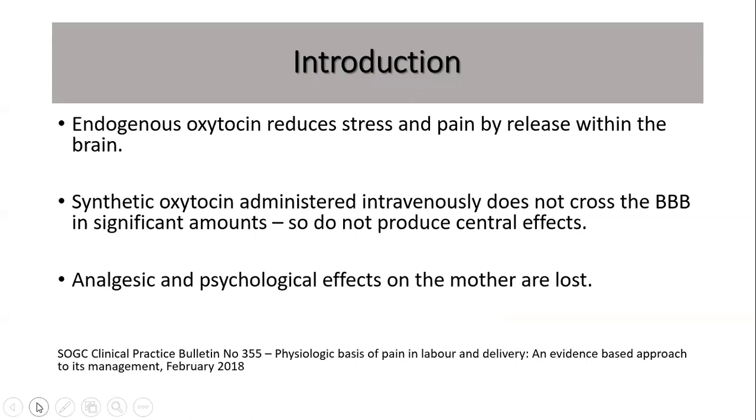However, there's a significant difference between endogenous oxytocin and the syntocinon or synthetic oxytocin that we use. Endogenous oxytocin reduces stress and pain because it works centrally. However, syntocinon administered intravenously does not cross the blood-brain barrier in significant amounts. So this central effect is lost. So the analgesic and psychological effects that the mother has with endogenous oxytocin do not come with the synthetic oxytocin. So we know that the labor may be more painful and the mother may be more stressed.